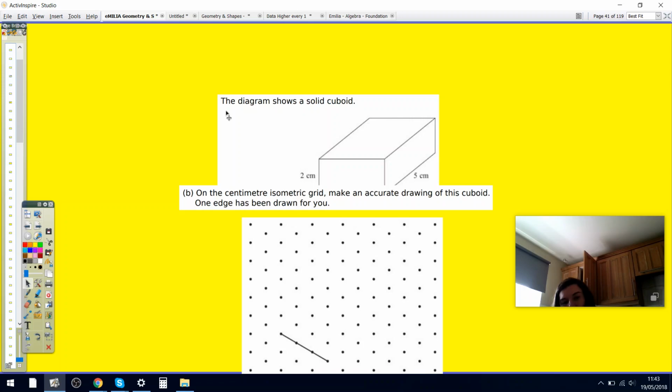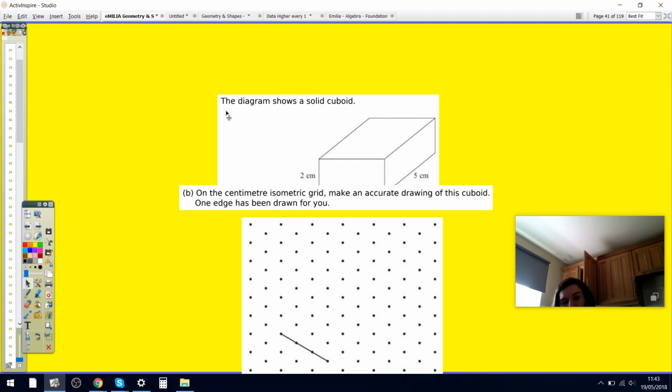And then you do, from that bottom corner, you go 5 across. And then up 2. Okay. And then across and then across. So that one's going to be 5. That one's going to be 5. And then you just join them up. That's it. Got it.